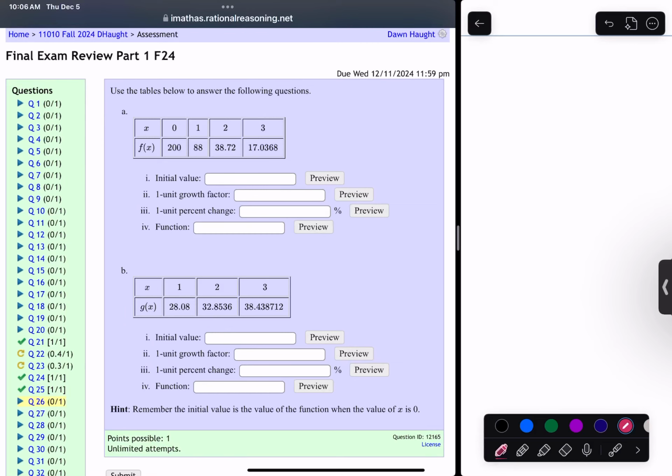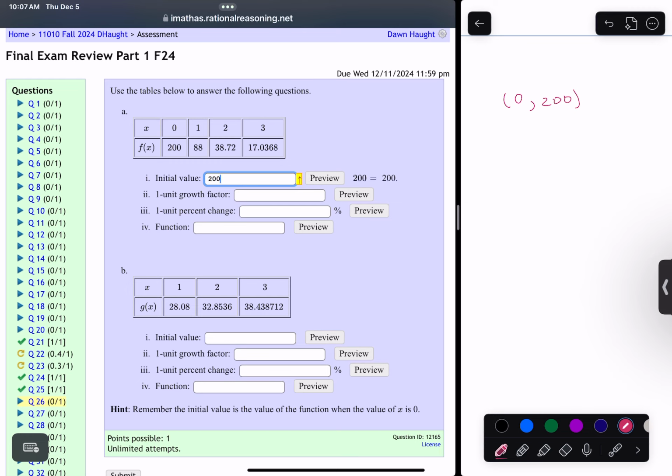So now let's do one where we find the exponential function from a table. Now, B is a little bit harder than A. So we're going to need to start with A. We're going to do both pieces. Now, the initial value for any exponential function is your 0 number. And they've given that to us in A, not in B, so we do have to do a little bit of work for that one. So that one is just 200.